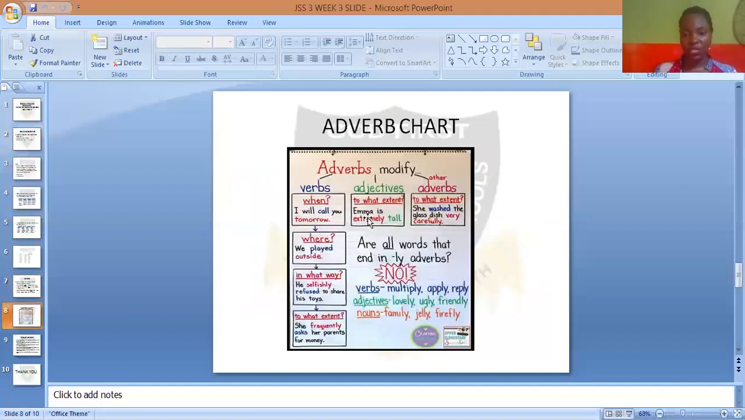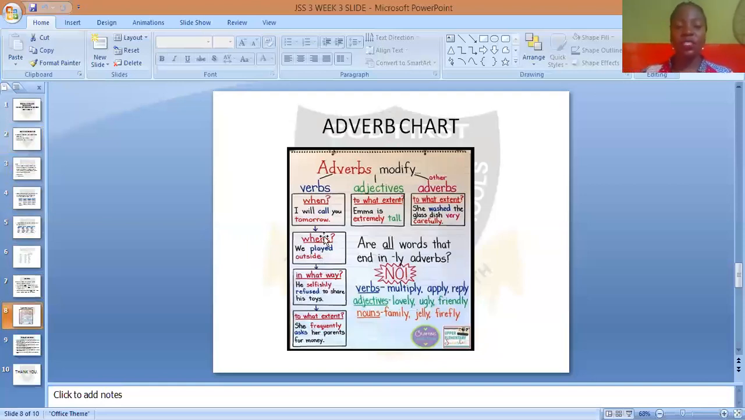This is an adverb chart. Adverb modifies verbs, it modifies adjectives, it also modifies other adverbs. It answers the question when. When did the action take place? To what extent did the action take place? And another adverb also, to what extent. It also answers the questions where, in what way, and to what extent.